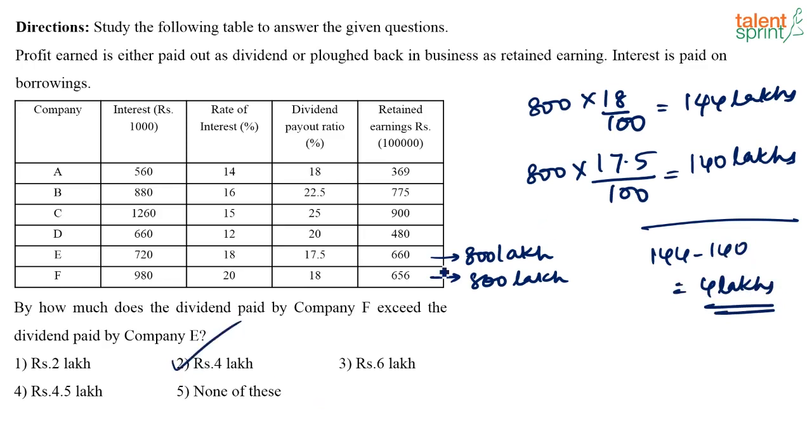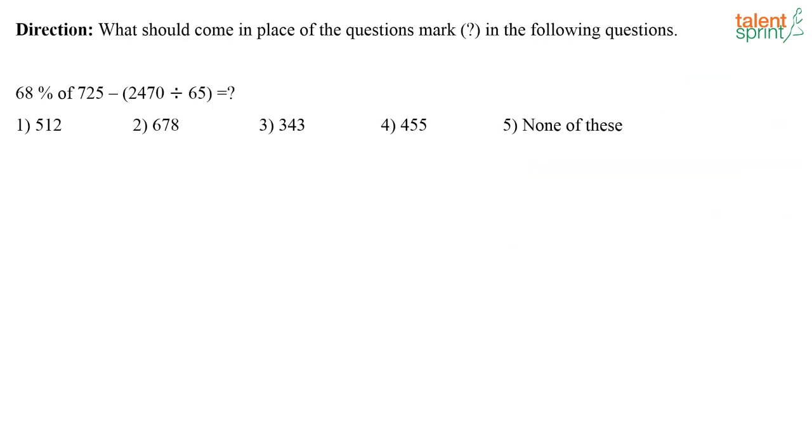I hope it is clear. See, we already found the total profit in the previous question, so I have just directly taken what the total profit is. And you have to just find out by how much the dividend paid by each company exceeds. Yes, or you can do it like this also. 18 minus 17.5 is 0.5, both are 800 lakhs. So directly you can do 800 into 0.5. That is also equal to 4 lakhs.